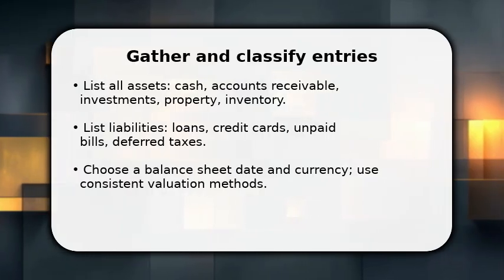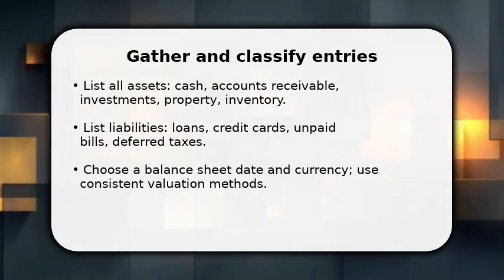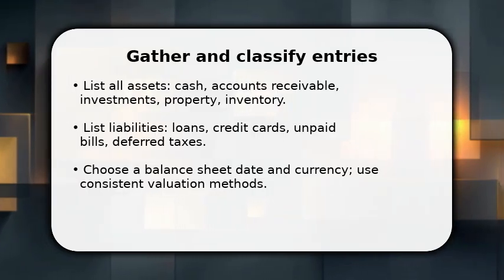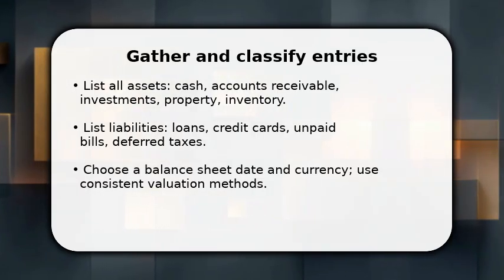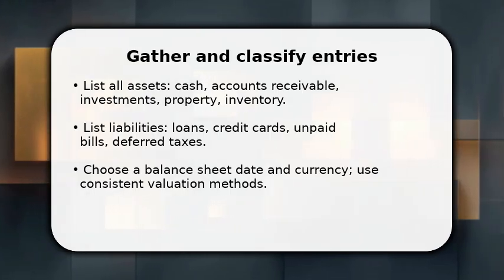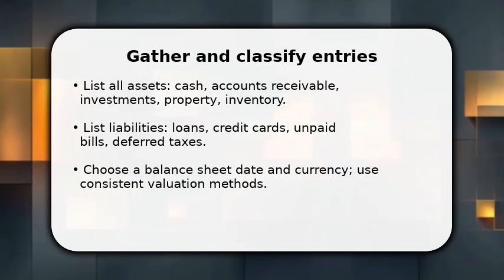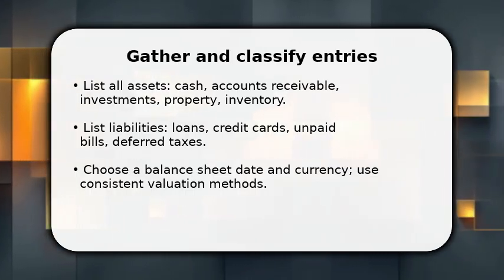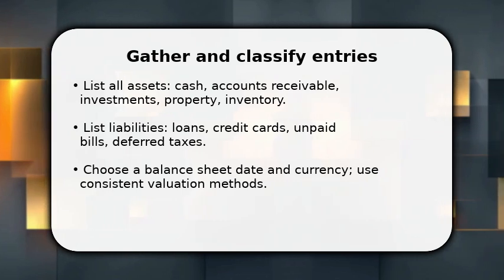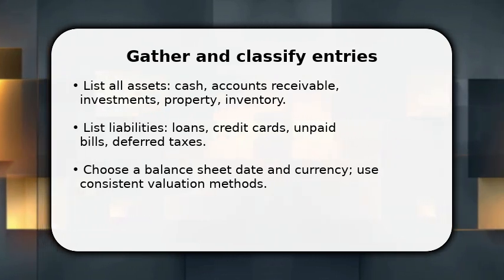This prevents double counting. Once done, assign current values, use market or book value consistently, and note any restricted or pledged assets. Make sure to pick a single reporting date and currency because consistency matters for comparison. You'll use these classified, dated figures in the next step to calculate totals and adjust for accruals.